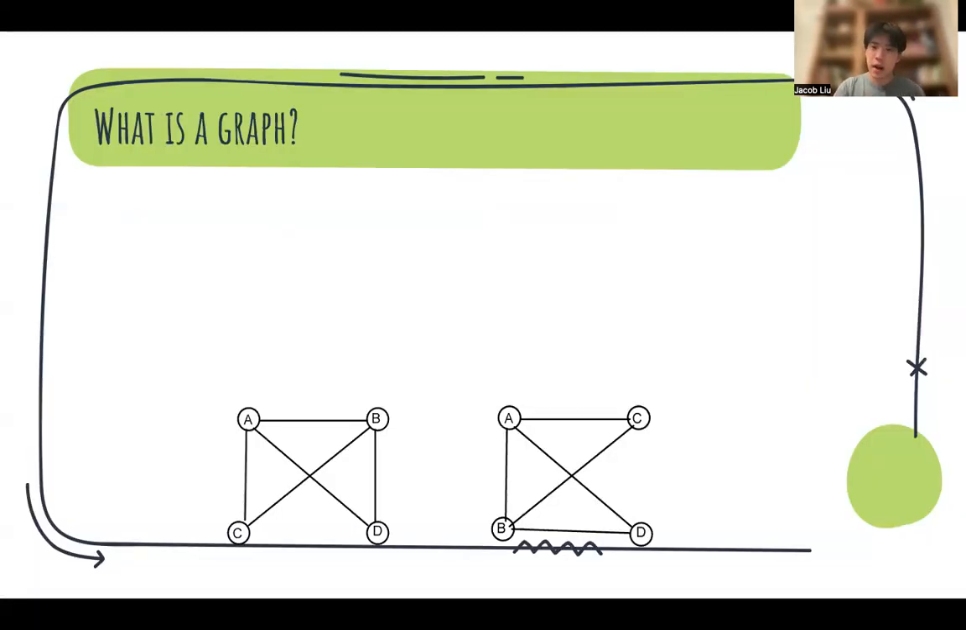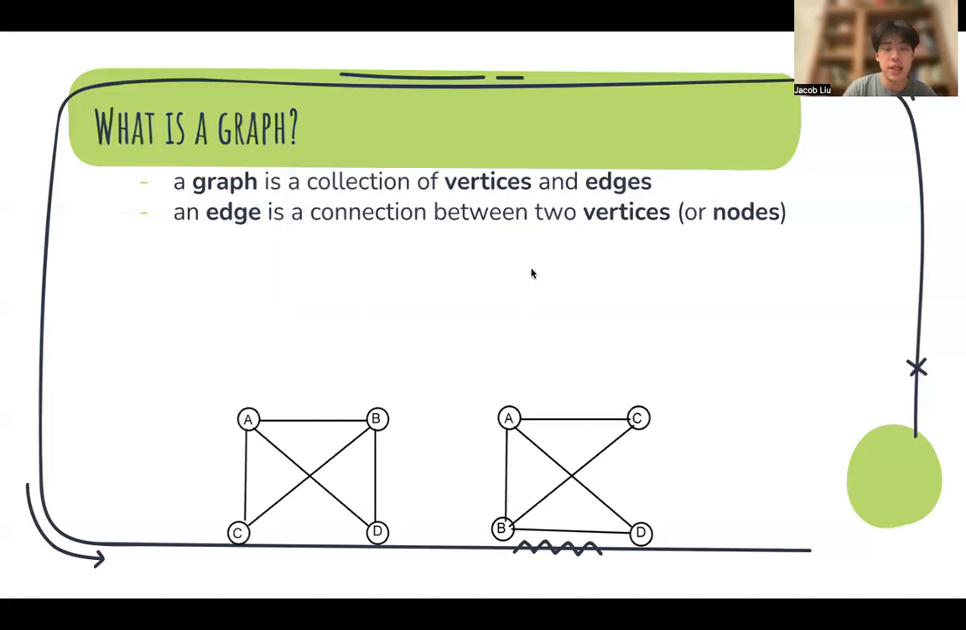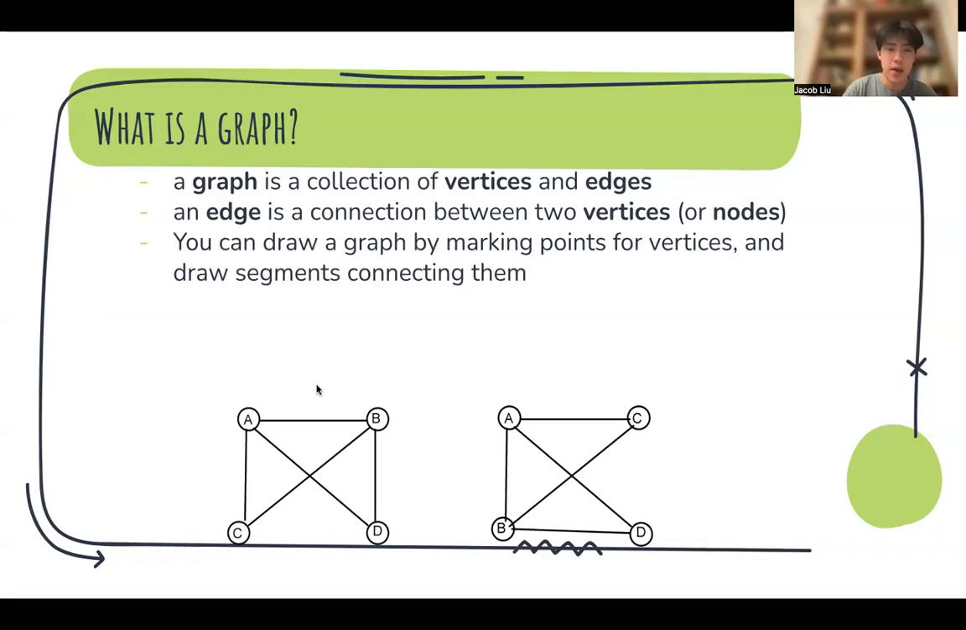But what even is a graph? Well, in terms of ACSL, a graph is a collection of vertices and edges. An edge is a connection between two vertices. Vertices are also called nodes. So a vertex is these little corners, A, B, C, and D. These corners are called vertices or nodes. You draw a graph by marking points for vertices and then drawing segments to connect them. Edges are just these line segments connecting each vertex.